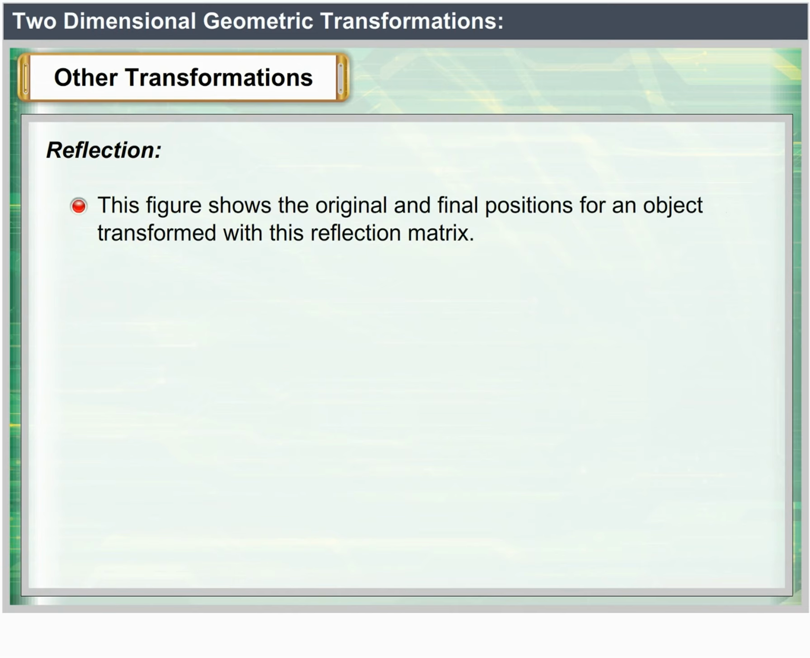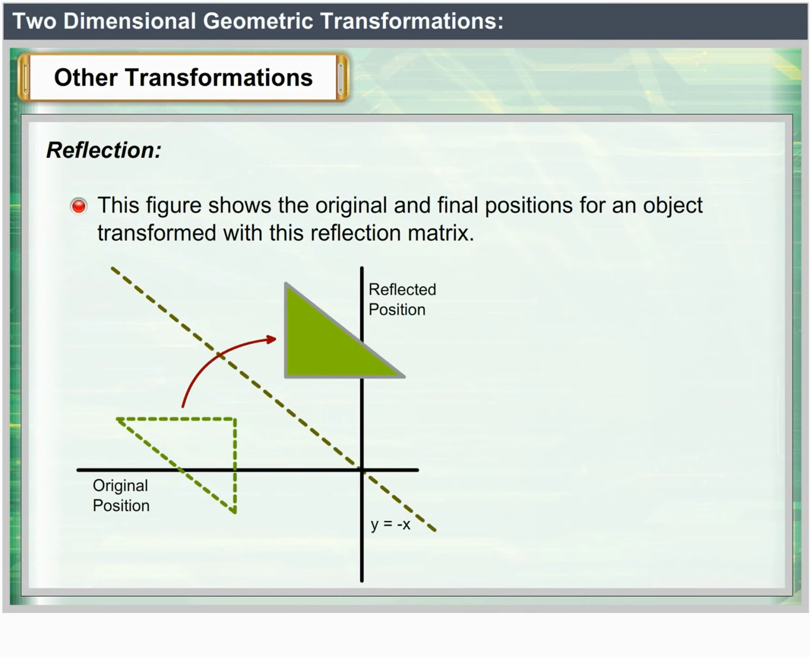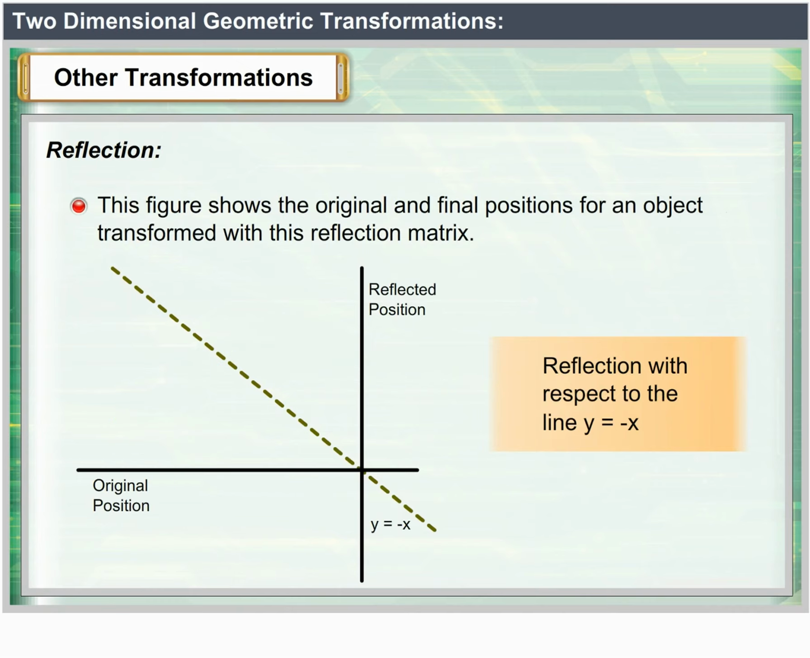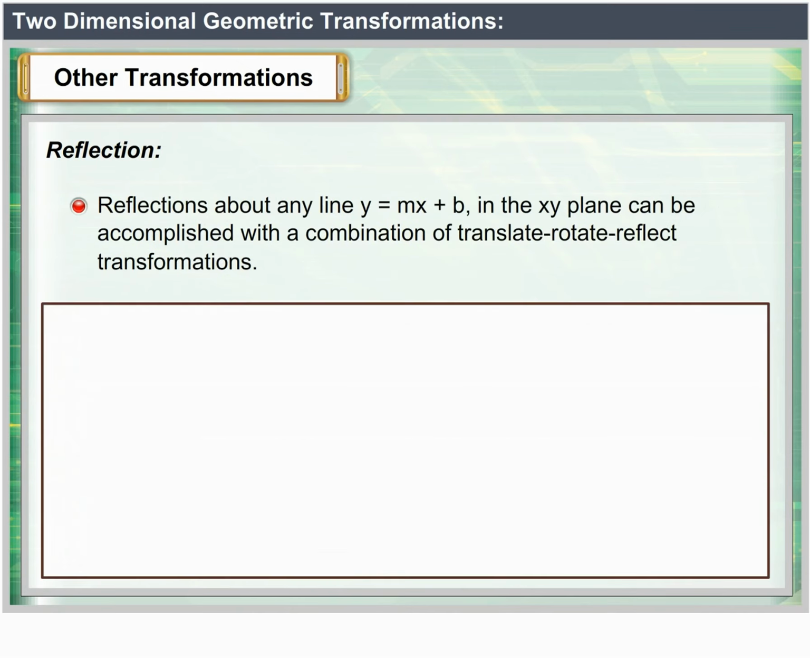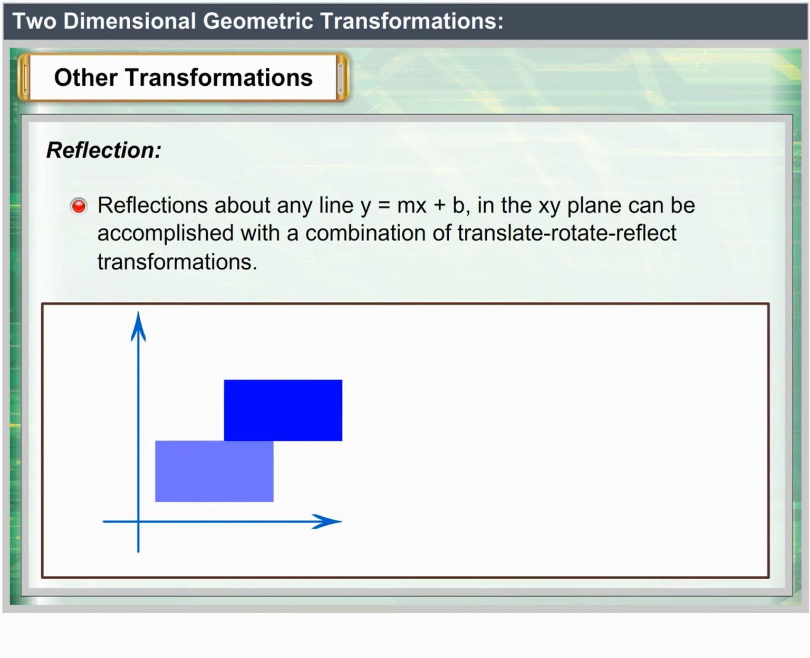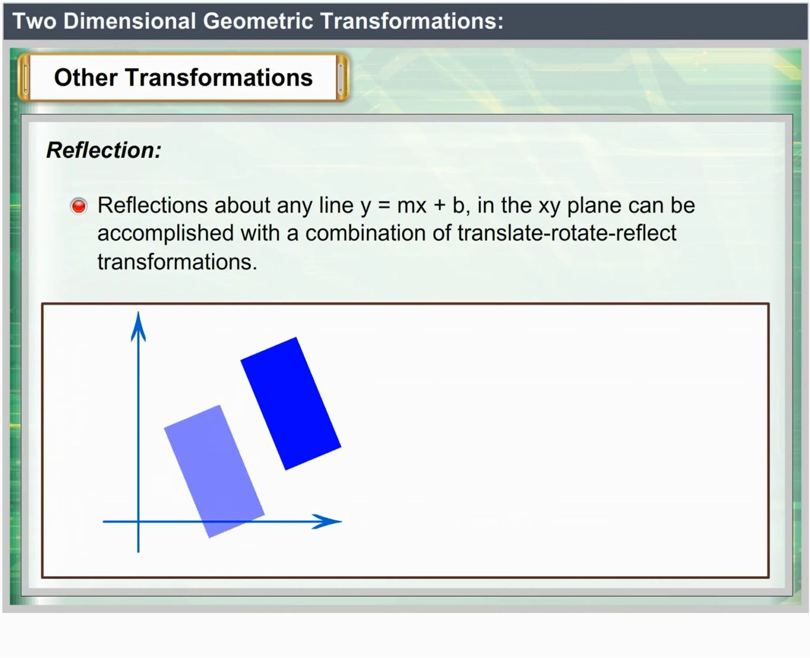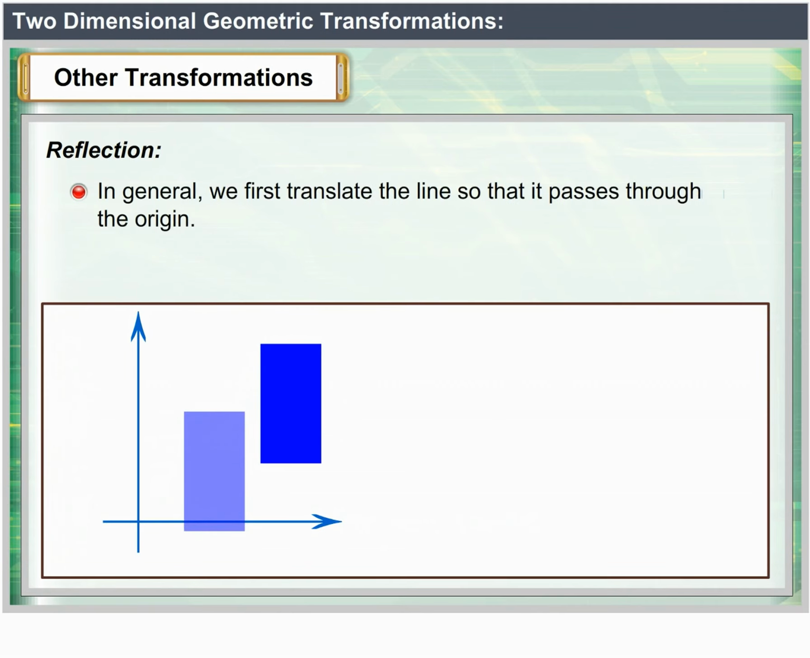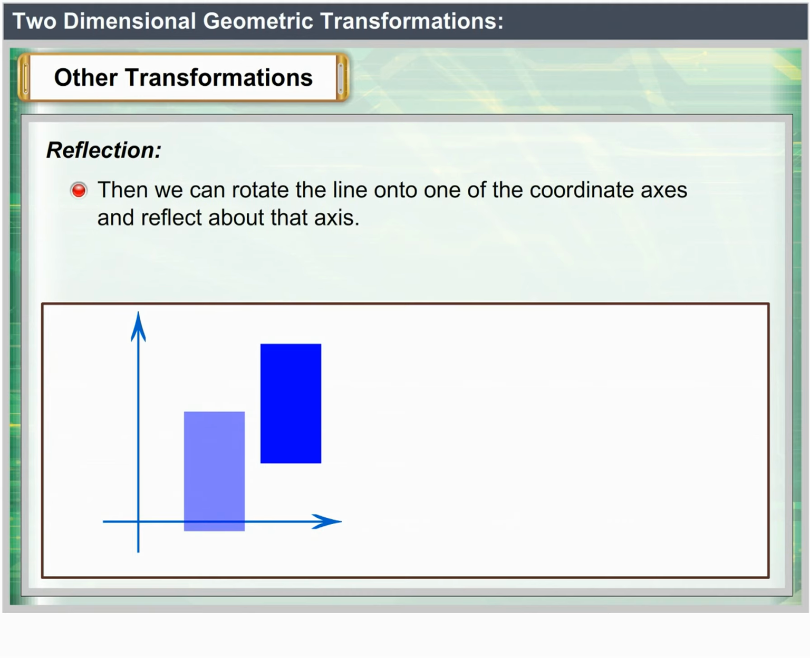Reflections about any line y equals mx plus b in the xy plane can be accomplished with the combination of translate, rotate, reflect transformations. In general, we first translate the line so that it passes through the origin. Then we can rotate the line onto one of the coordinate axes and reflect about that axis. Finally, we restore the line to its original position with the inverse rotation and translation transformations.